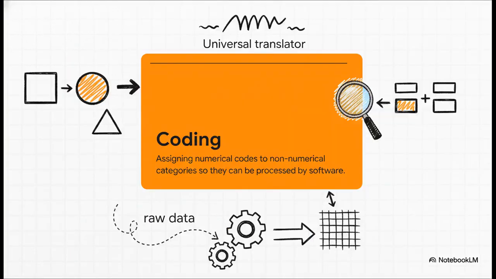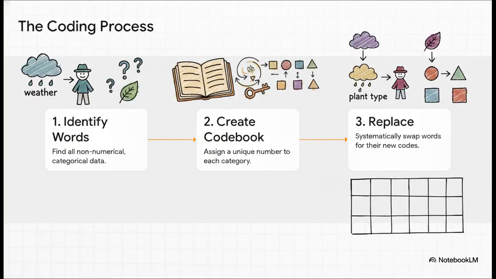The solution to this translation problem is called coding, and it's a simple but incredibly powerful idea. We essentially become a universal translator, systematically turning every single word-based category into a numerical code that a computer can work with. And the process itself? Super straightforward. First, you just find all the data that isn't already a number. Second, you create a little key. We call it a codebook that assigns a unique number to each category, kind of like a secret decoder ring.